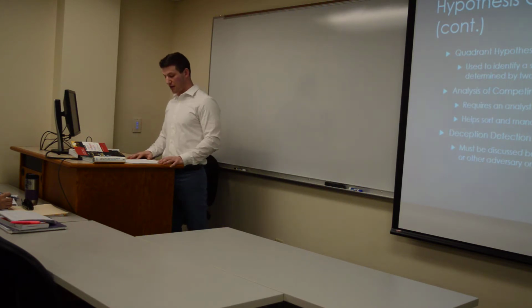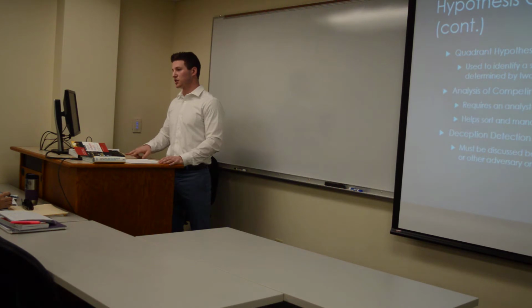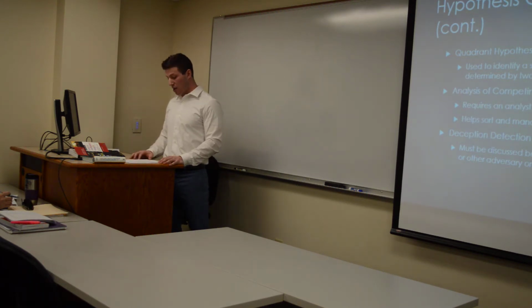So the next is the quadrant hypothesis generation. So this is used to identify a set of hypotheses when the outcome is likely to be determined by 2 driving forces. So it's specifically when 2 things are going to affect one hypothesis.